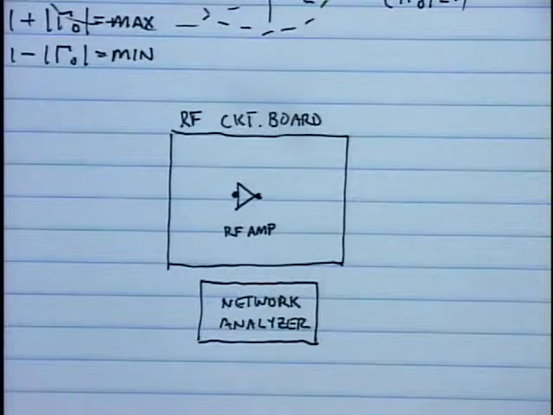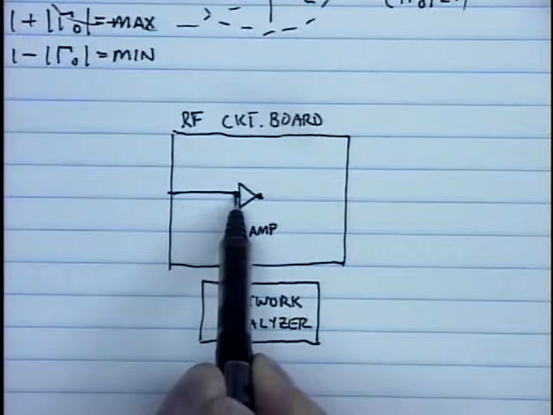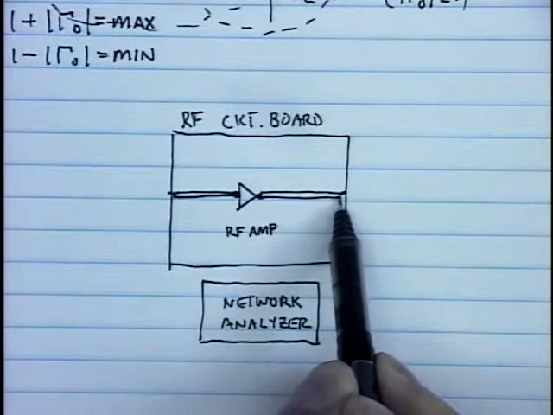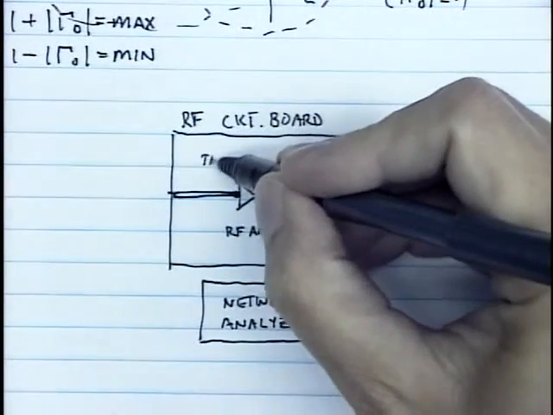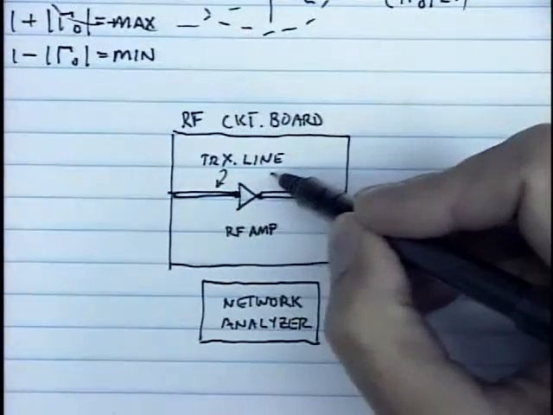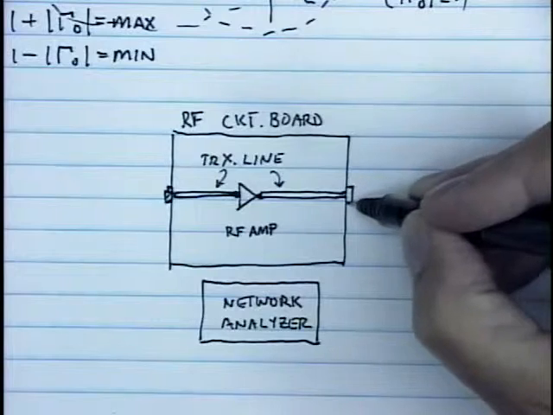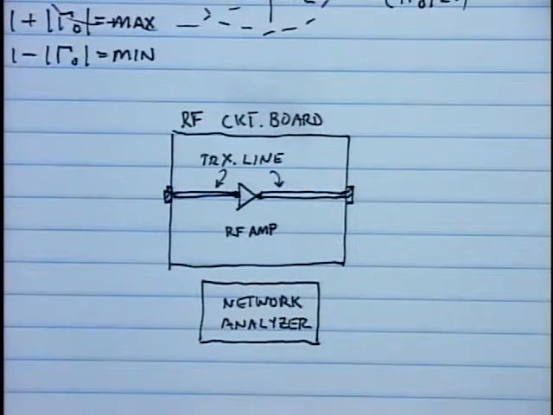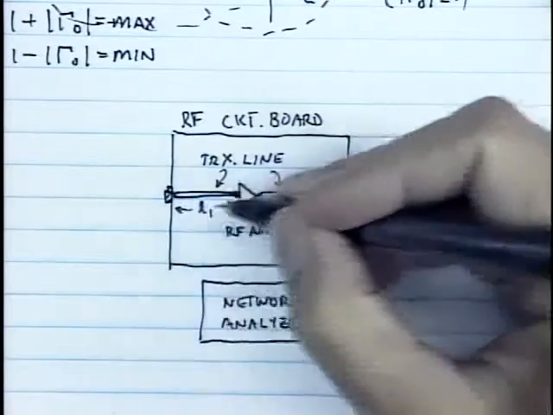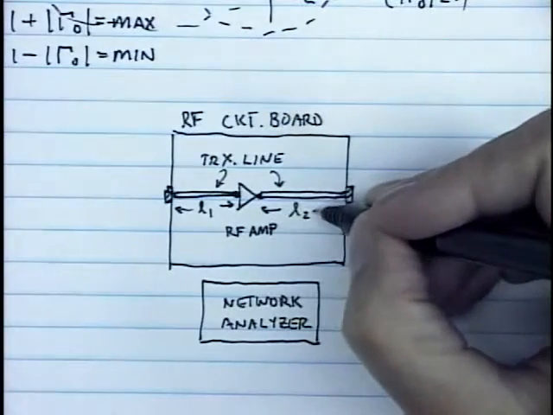However, that RF amp usually is connected up to connectors at the edge of the board using pieces of transmission line. So here's the connector on one edge of the board, and here's the connector over on the other edge of the board. Let's say that transmission line had length L1 and that transmission line had length L2, not necessarily equal to one another.